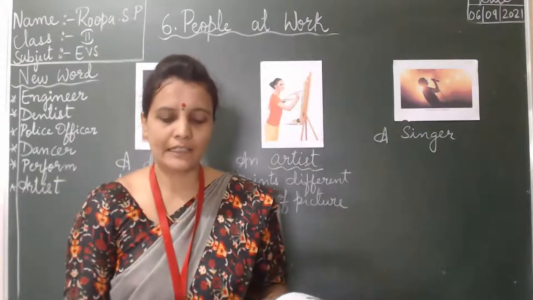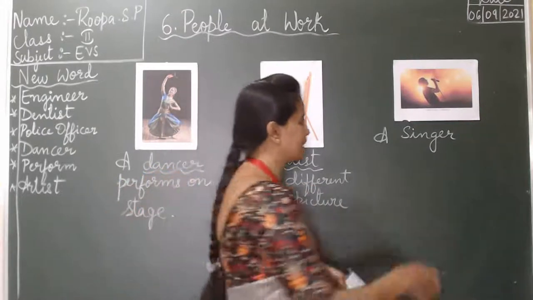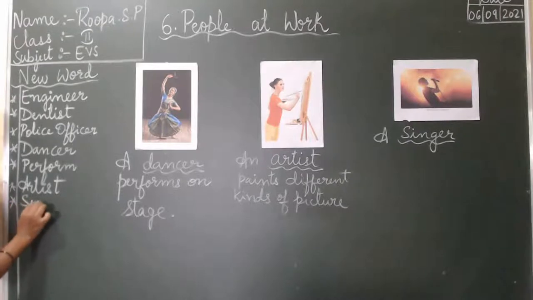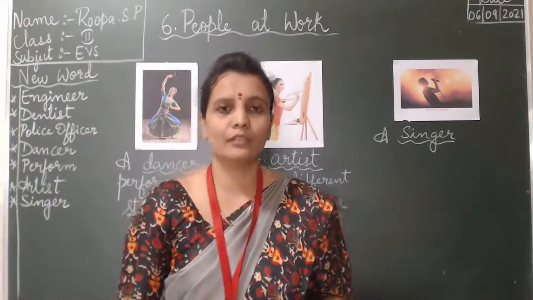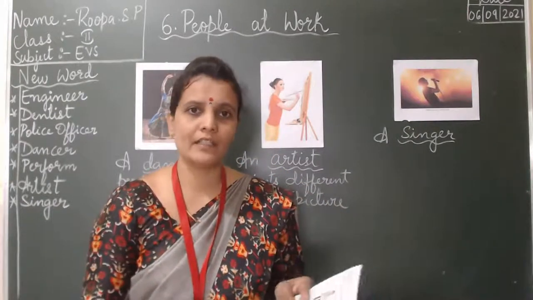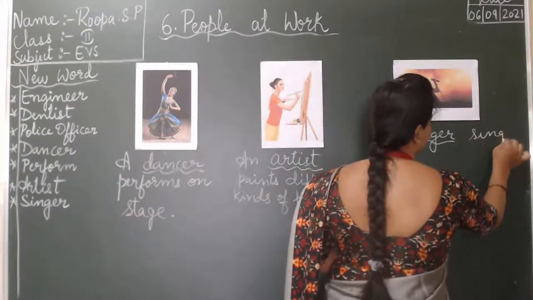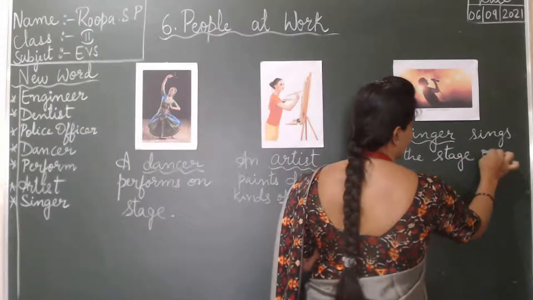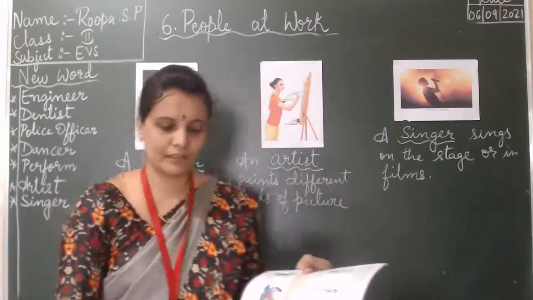The next is a singer. A singer sings on stage or in films or in a music album. Underline the word singer: S-I-N-G-E-R. Many people like singing. It's their hobby also. To learn singing and practice, they go to singing classes. A singer sings on stage or in films. They compose music and sing on the stage.